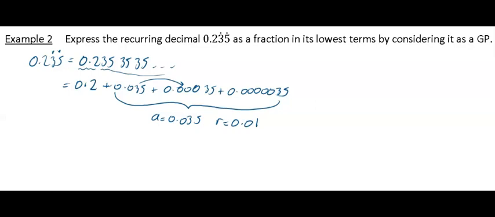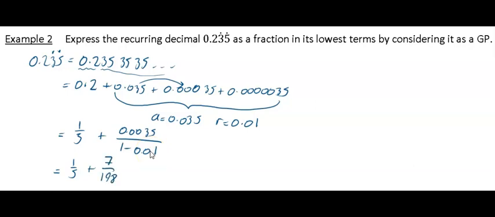So what you've got then, overall, this is going to be, we're going to write the 0.2 as 1/5, and then this is my sum to infinity. So my sum to infinity, remember, is going to be a, which is 0.035, over 1 minus my r, which is 0.01, and fire that all into your calculator. Well, I'll just fire in the second bit into my calculator. I'll just write the 1/5, so I've just put this bit here into my calculator, and it came up nicely in my calculator as 7 over 198.